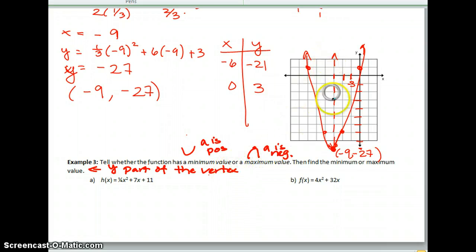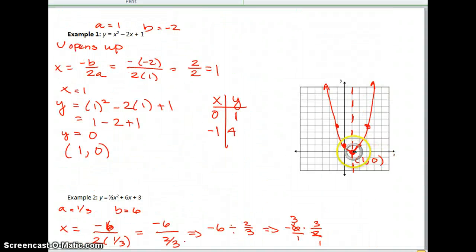Because when you look at this, for example, the minimum value is not -9. The minimum value for this one happens at -27. The minimum value for this one happens at 0. That's how you'll find that.